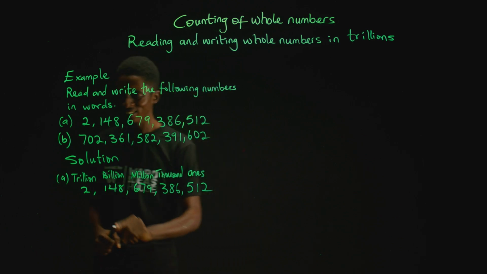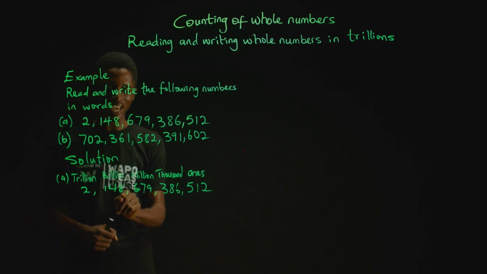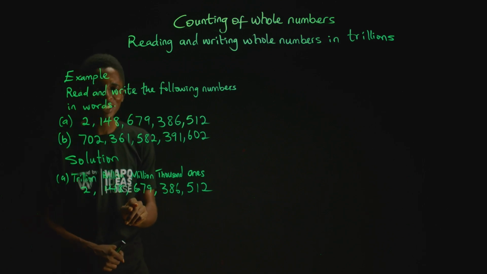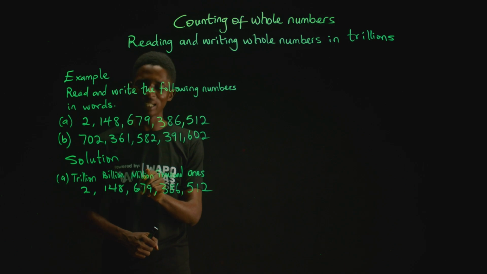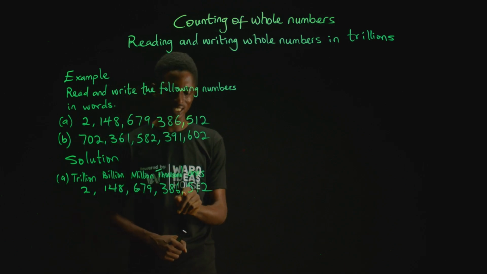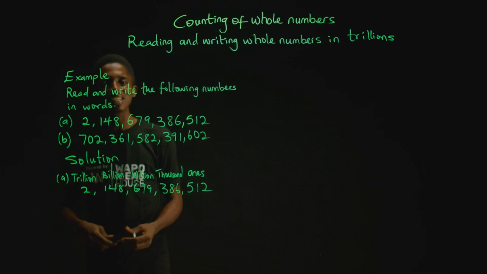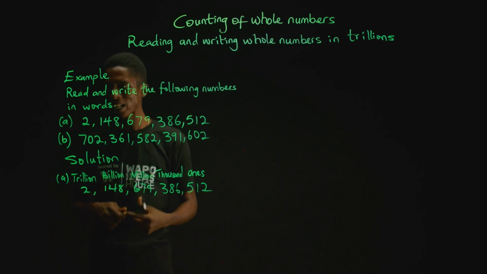386,512. Again, 2 trillion, 148 billion, 679 million, 386,512. And to write this in words, we follow the same pattern.